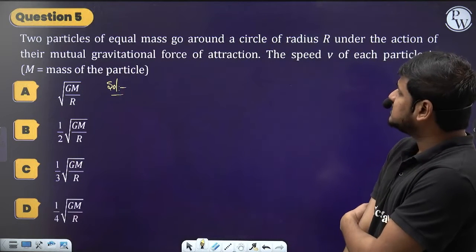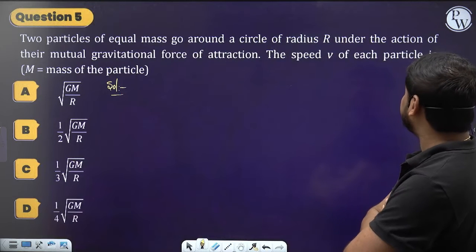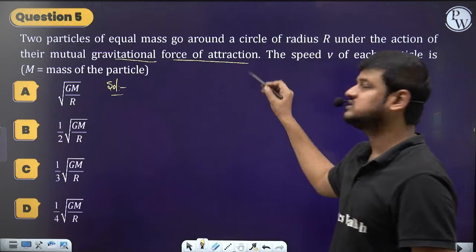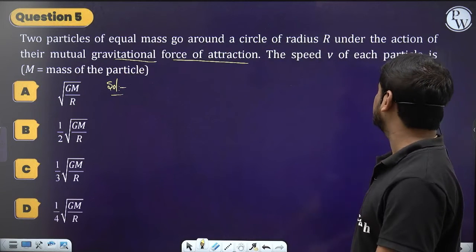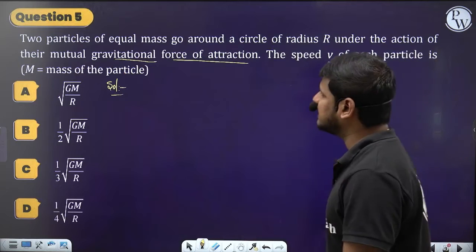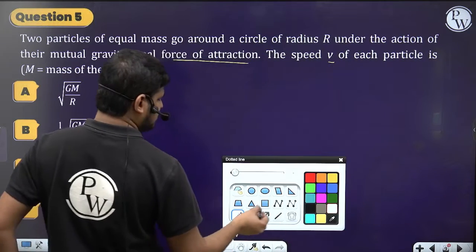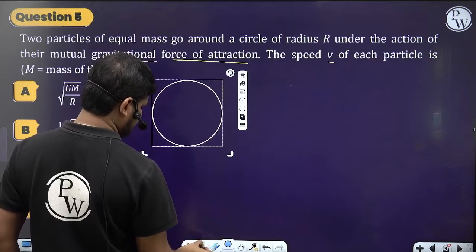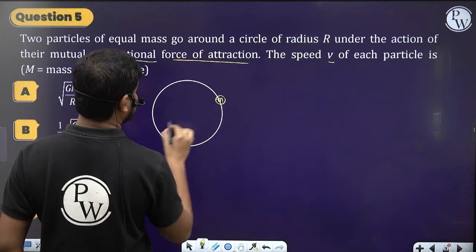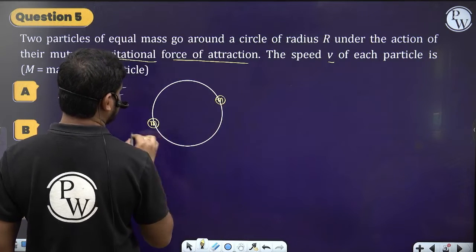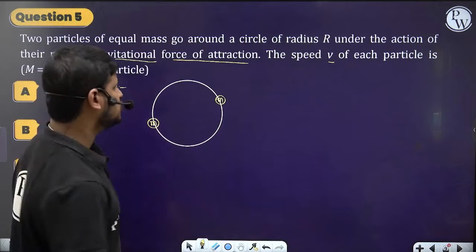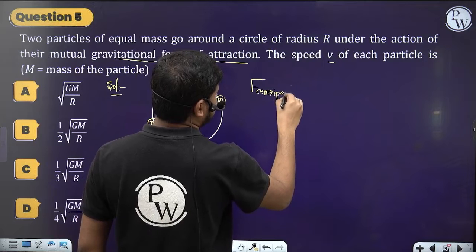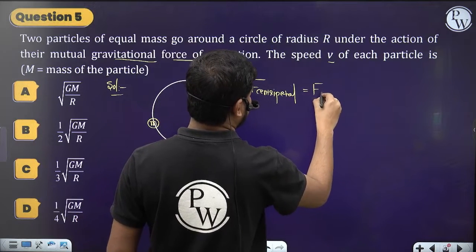Two particles of equal mass go around a circle of radius R under the action of their mutual gravitational force. Only the force between them is the gravitational force. So then the speed v of each particle will be, again same question. So instead of using m R omega square, you can use m v square by R for the centripetal force. Here one mass is m, and here one more mass is m. The distance between them is 2R. So here also the centripetal force will be equal to the gravitational force, F gravitational.